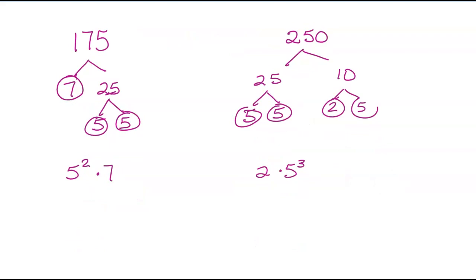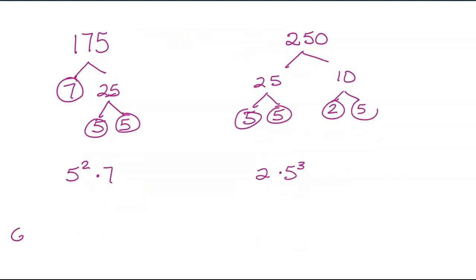Now, if I was asked to find the greatest common factor, that means what's the biggest number that will divide into both of these? Well, I know that 7 won't go into this one, so I can't do that. However, 5 squared is 25, and there's a 5 squared hidden in there. So my greatest common factor here is 25.